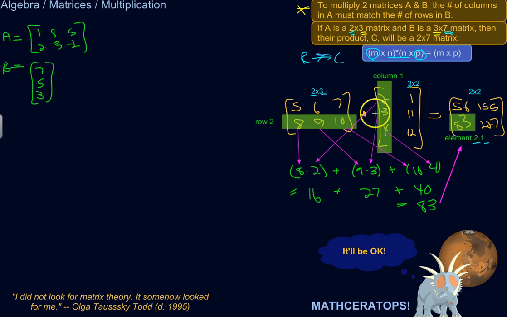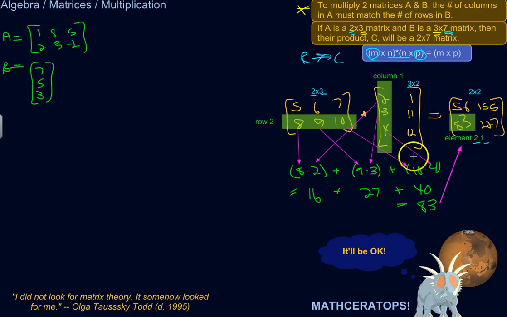8, 2, 9, 3, 10, 4. If there was like a 5 down here, then what would I multiply with that 5? Okay, so I do those multiplications, and then I sum those together. So 8 times 2 is 16, 9 times 3 is 27, 10 times 4 is 40, then add up 16 plus 27 plus 40 equals 83. So this element is 83.